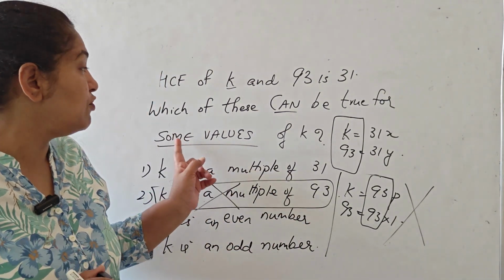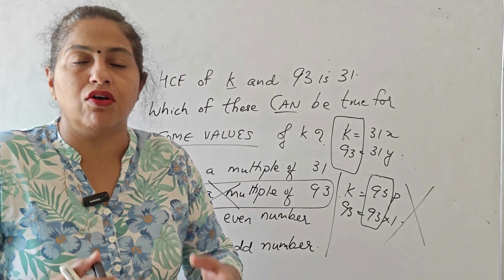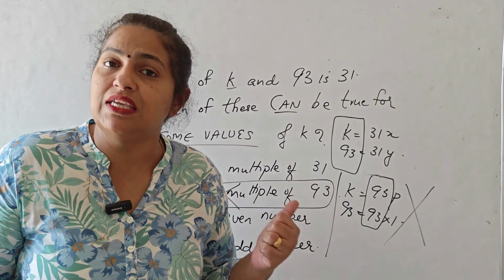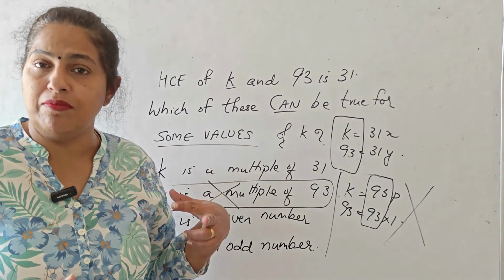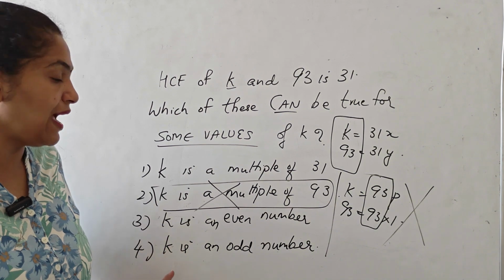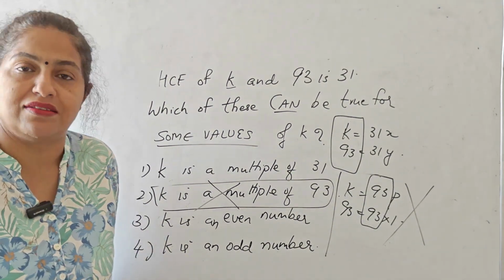The reason being for some values of K. So, we are not telling all values of K, because in that case, we do not know whether K will be even or odd. Some values K can be even and some values K can be odd. So, 1, 3 and 4 are the correct answers.